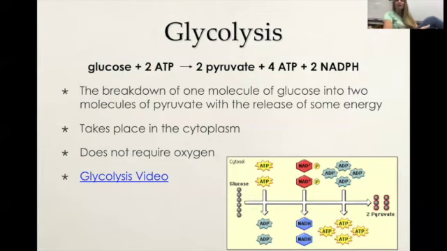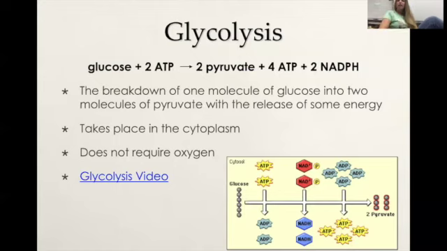So glycolysis is the first step. We take this really big glucose molecule and we jumpstart it with 2 ATP. At the end, we end up with 2 pyruvate. So each of them are a half a glucose essentially, 4 ATP and 2 NADPH.